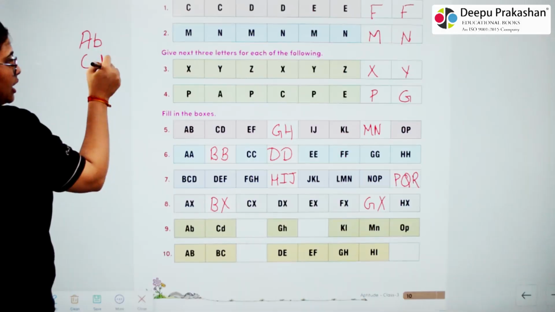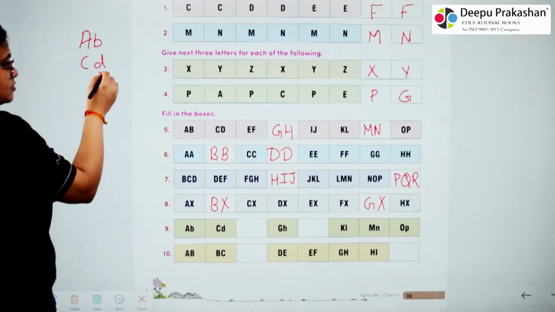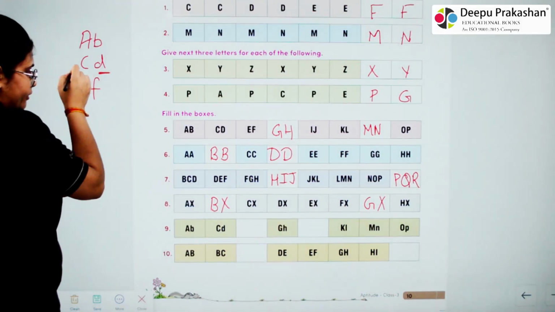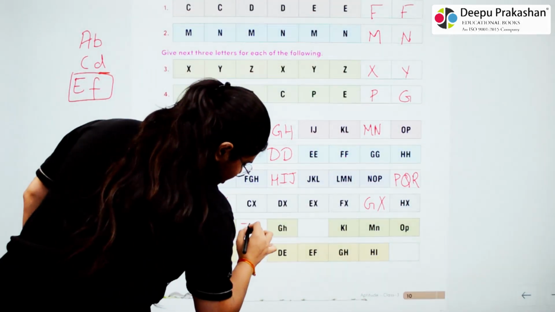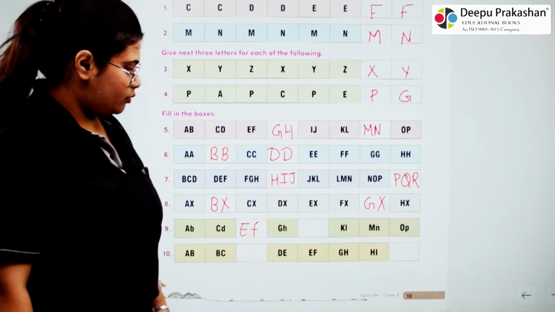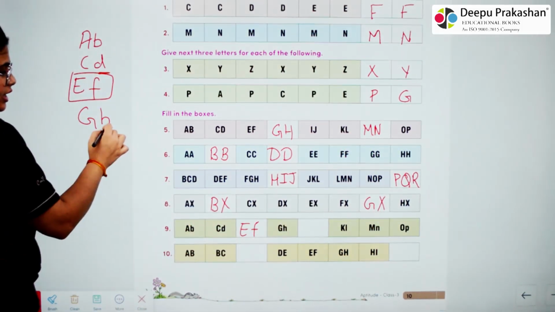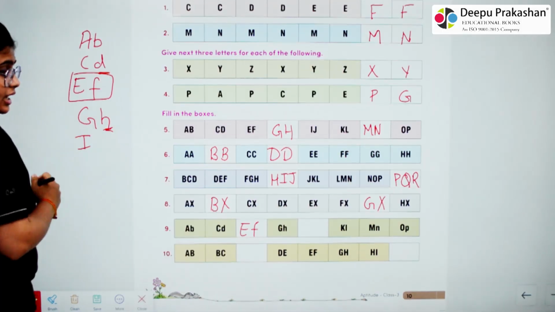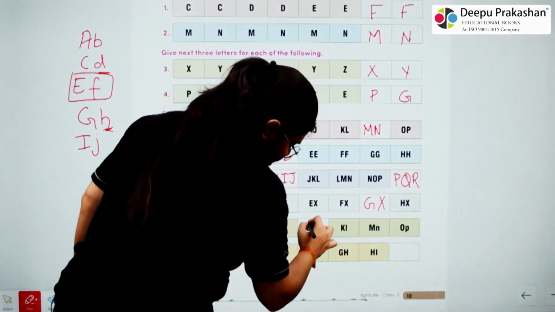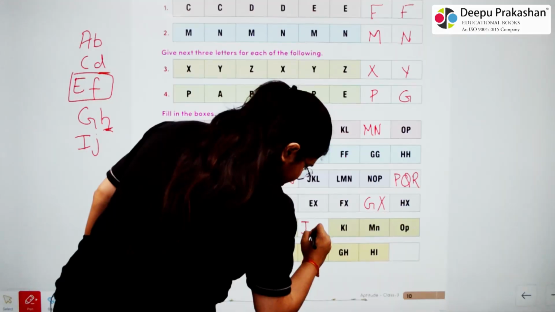So to get the answer of the first blank, we can easily say that the letter that comes after D is E and the letter that comes after E is F. So EF will be the answer for the first blank. And for the second one, we are given GH. That means the letter that comes after H is I and the letter that comes after I is J. So our answer for the second blank is capital I, small j.